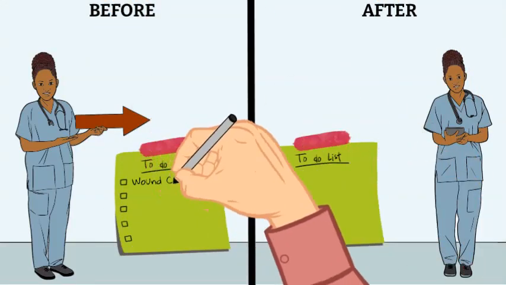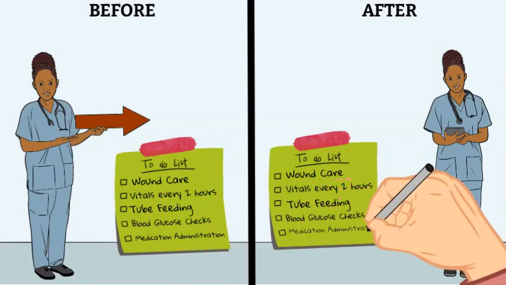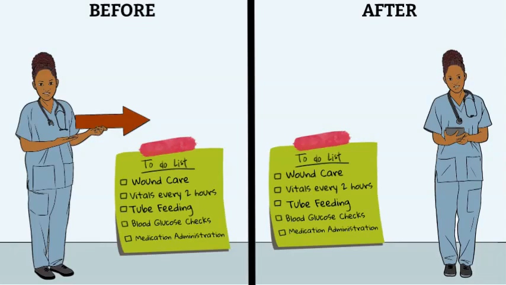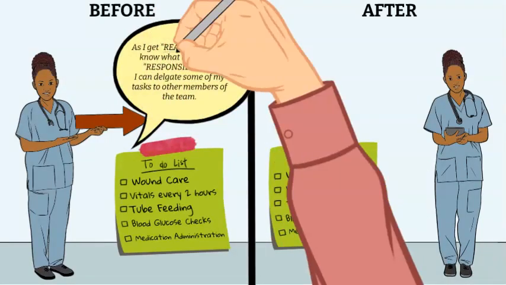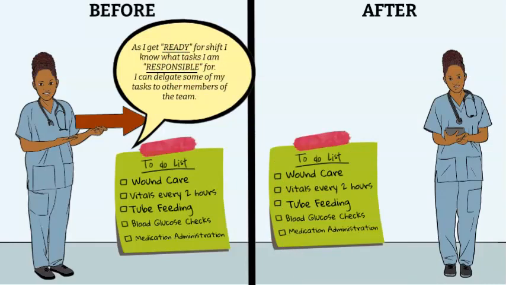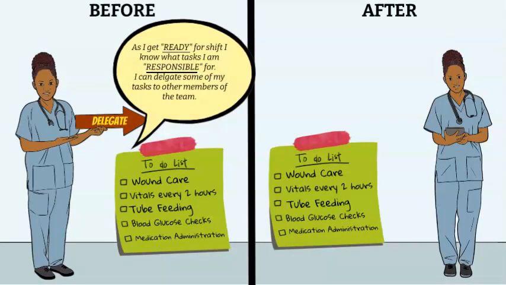You can also think about it as before and after your nursing shift. When you are getting ready to start and get your assignment, you learn the tasks that you are responsible for. So think ready, responsible. You're ready to start your shift, you determine your responsibilities, and you decide how you will accomplish those tasks. And some of those tasks can be delegated to other members of the team.